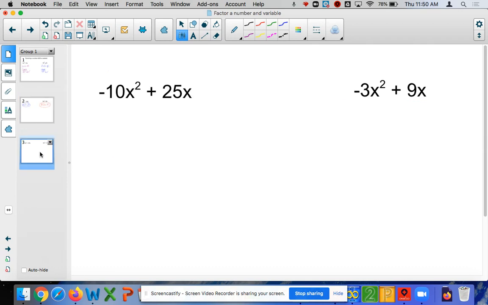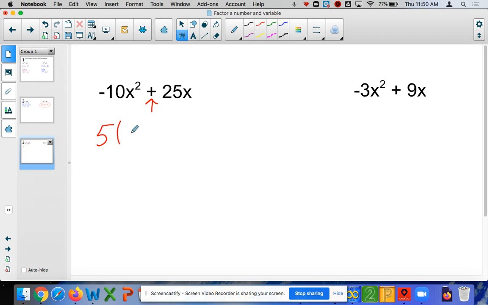All right, last 2 problems. Don't let these negatives fool you. And here's what I mean by that. If I look at negative 10 and positive 25, what's the largest number that can go into both? The answer is positive 5. Will it always be positive 5? Not necessarily. It all depends on this symbol right here. If it's positive, I'm going to put a positive number right out here.